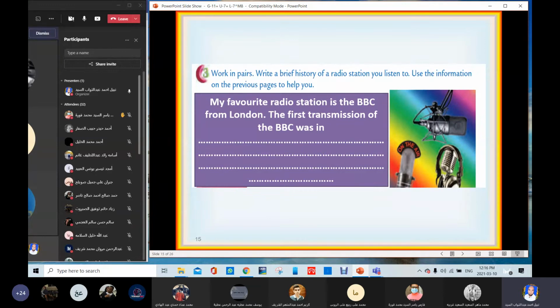Talk about your favorite radio presenter. Mention the name, what programs you like to watch, and the time of the day you like to listen to the programs. Okay, I'll give you 2 minutes to surf the net and get more information about your favorite radio station. Do you listen to the radio? When, where, and what's your favorite radio station, the program, that radio presenter? Write a brief history about this radio station you listen to. Please surf the net and get more information. Practice writing, practice searching for information.